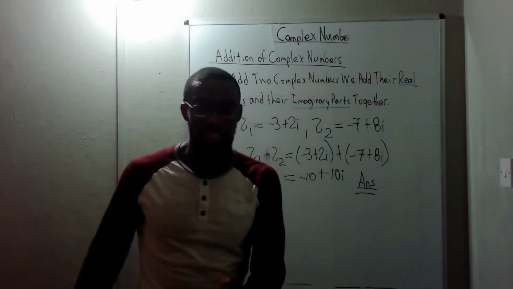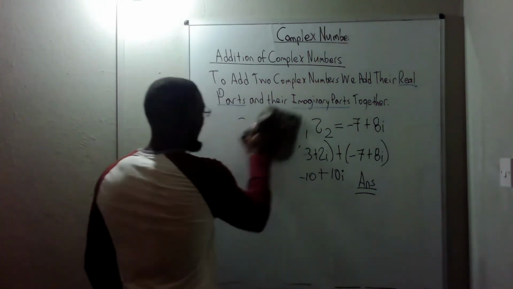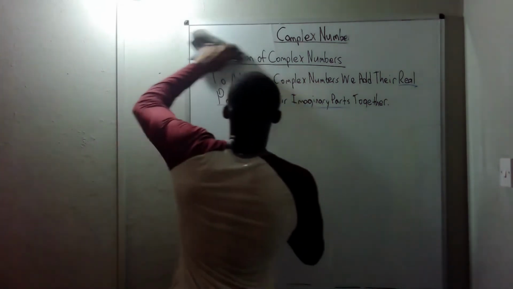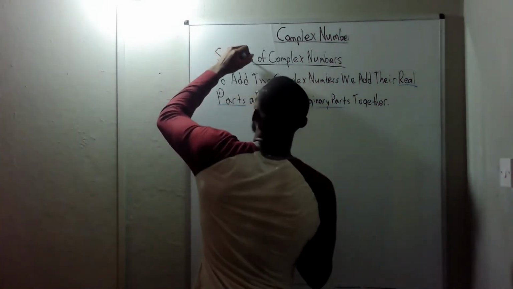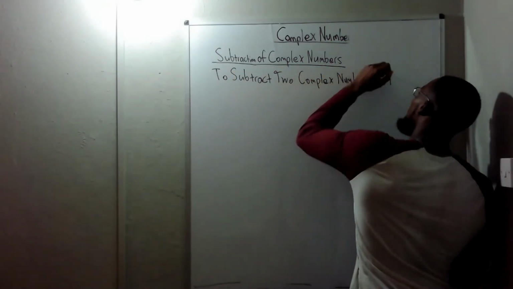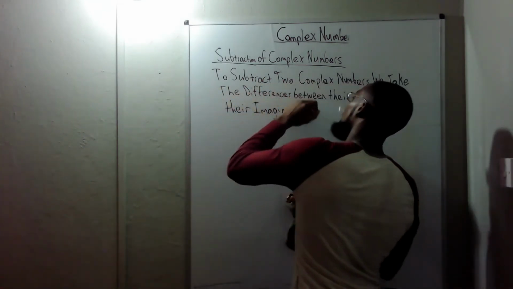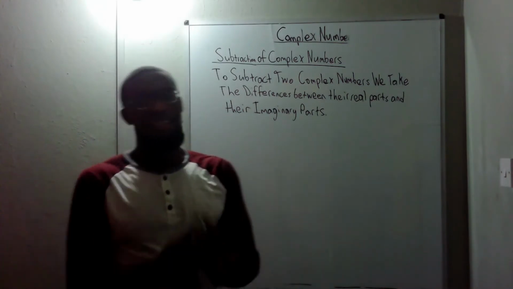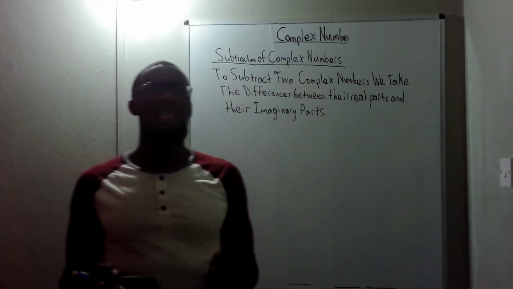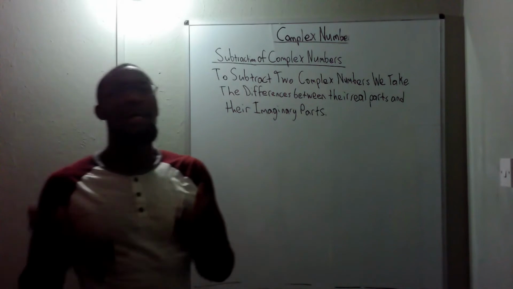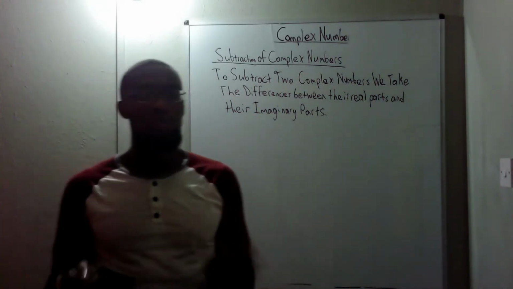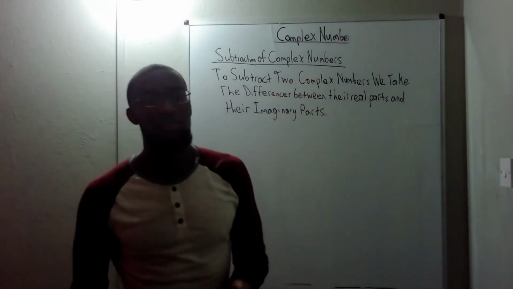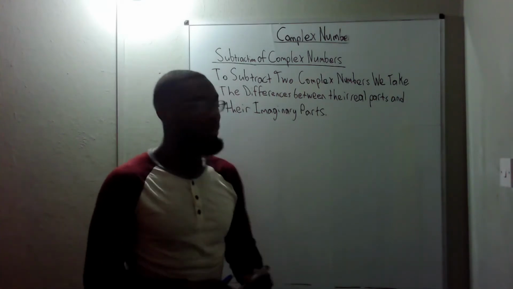Now let's look at subtraction of complex numbers. To subtract two complex numbers, it's pretty much the same thing. This time we're just taking the difference between the real parts and their imaginary parts. That's all we do to subtract two complex numbers.